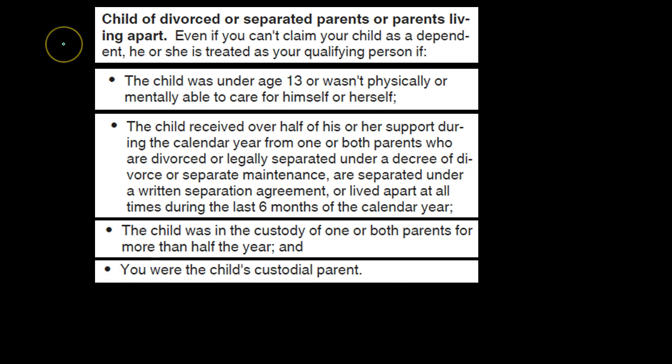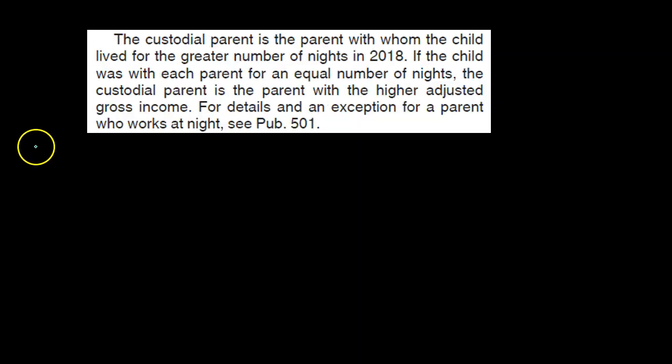So again, this would be kind of an unusual situation, the child of divorced or separated parents, or parents living apart. So even if you can't claim your child as a dependent, he or she is treated as your qualifying person if. So in other words, even if they're not our dependent, they still might be a qualifying person and meet that test. And if they meet all other tests, we might still be able to get a credit related to these expenses.